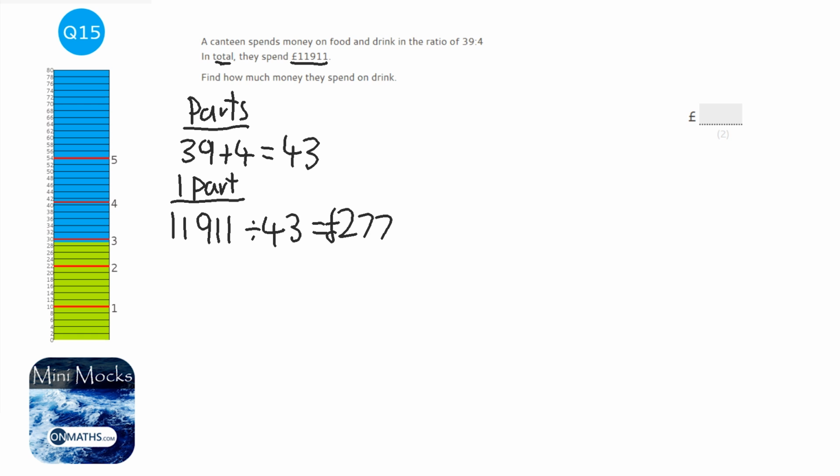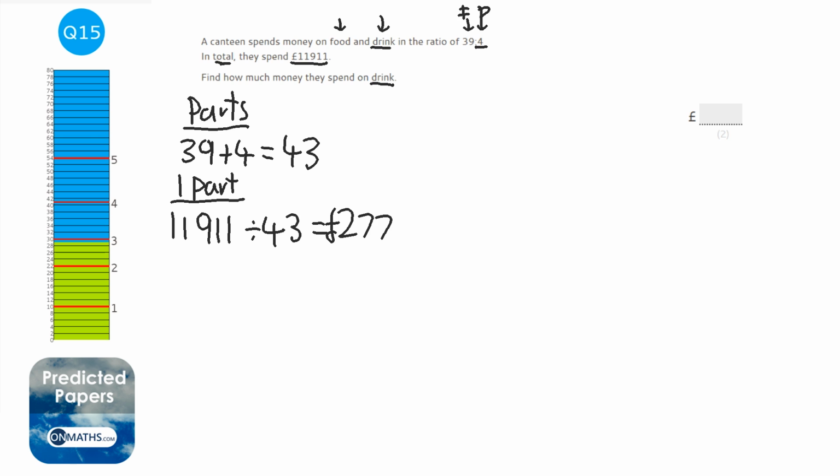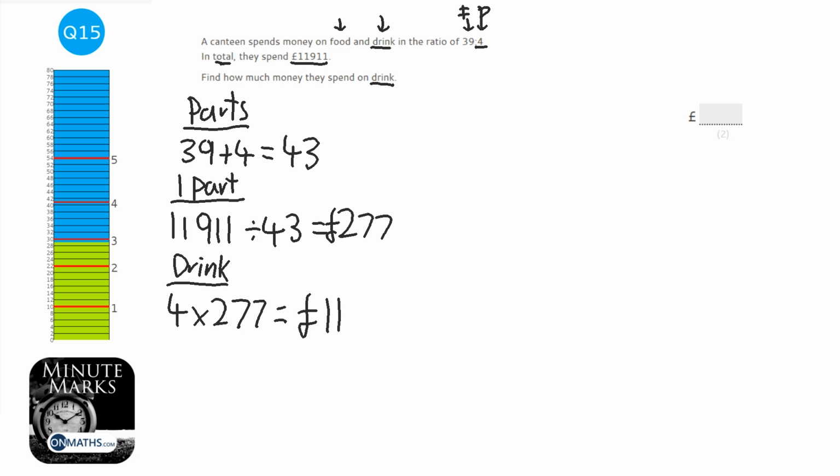Now let's read the question. Find how much money is spent on drink. Well, drink is this one here, and the order which they are in the question, food, drink, is the order which the ratios are. So food, then drink here. So there are 4 parts, so we're just going to write drink. So if each 1 part's worth 277, we're just going to do 4 lots of that. And I might as well do it in the calculator, times by 4. And that's going to be 1108, so 1108.